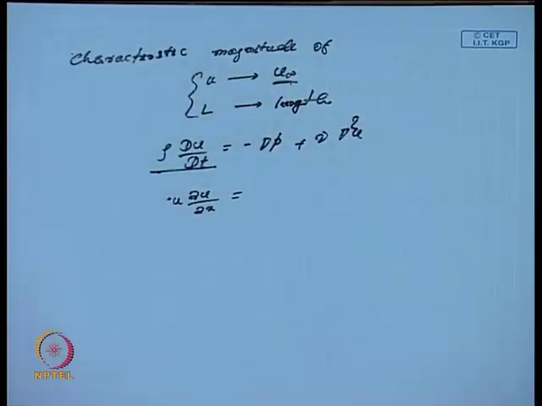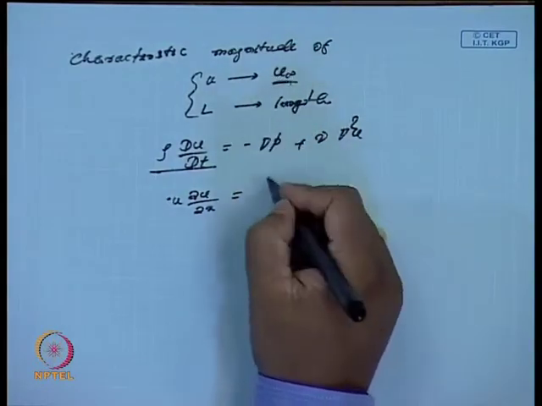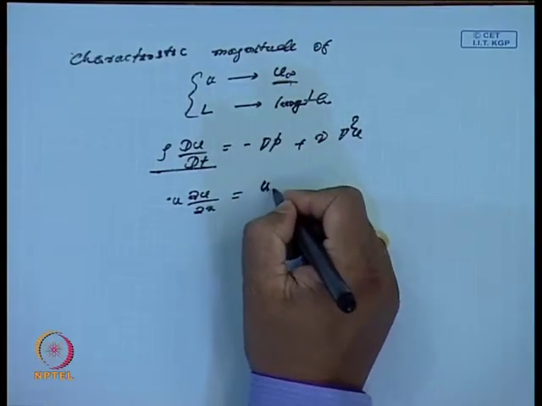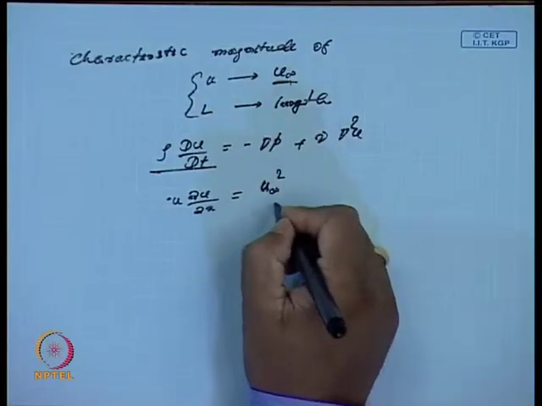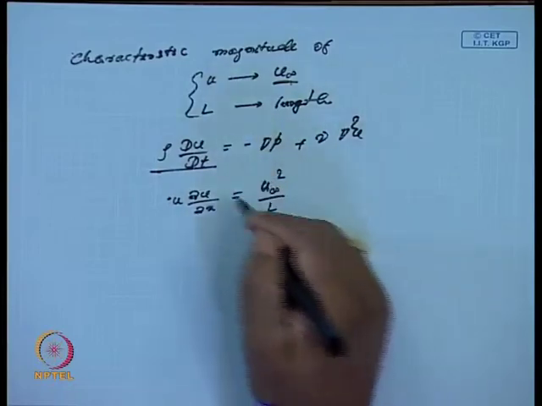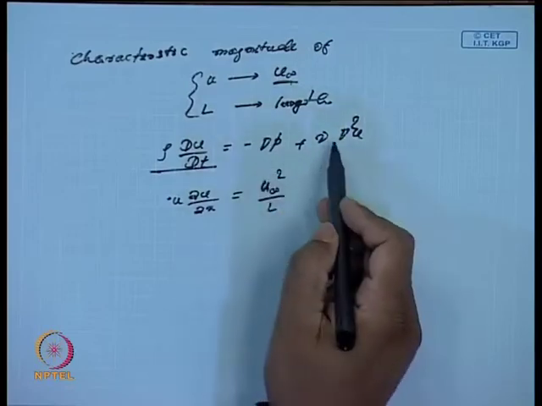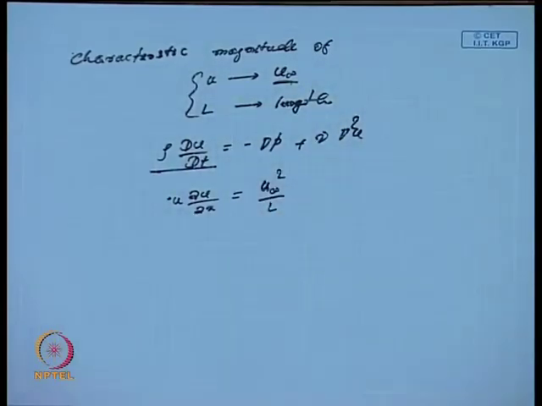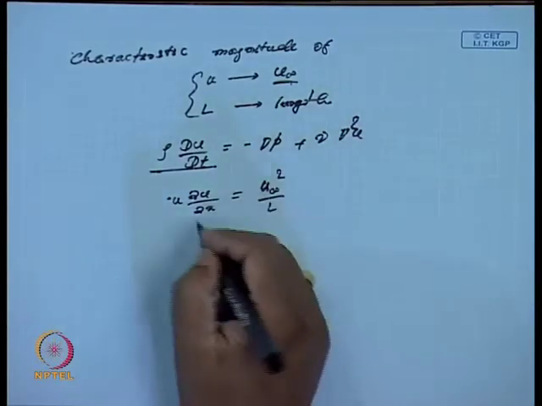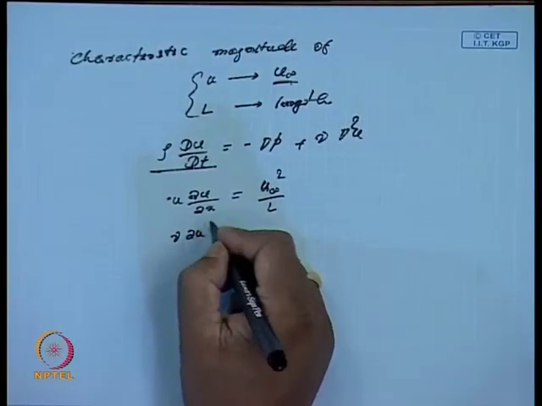If I put it in the form of order, that is basically the inertia term, then u is of the order of the characteristic magnitude u infinity. So, u del u by del x gives me u infinity square by L, where L is the characteristic length. On the other hand, if I look at one of the components of the diffusion term, or the viscous term, one component will be nu del square u by del y square.